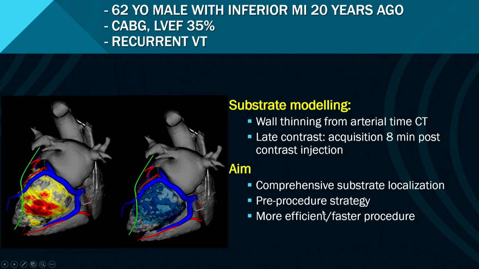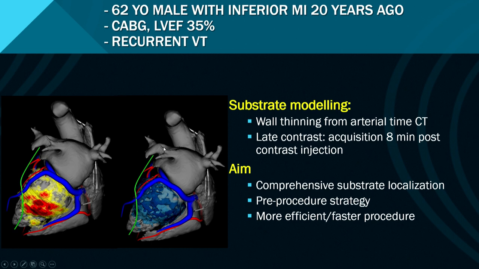This is an example of an inferior MI. You have two things there. You have the wall thickness, once again, dark red being 1 millimeter up to 5 millimeters. And this is the late contrast acquisition of the CT scan, 8 minutes post contrast injection, which we look at as correlating very well with delayed enhancement on MRI.